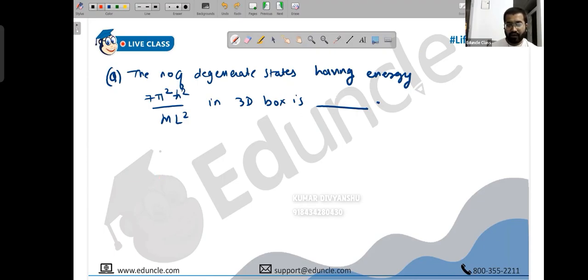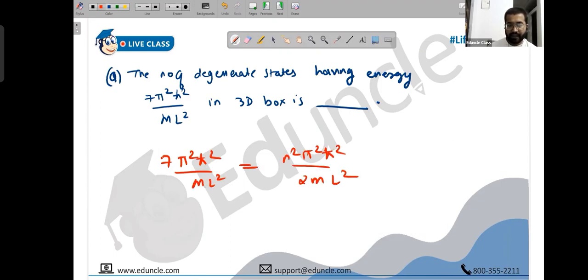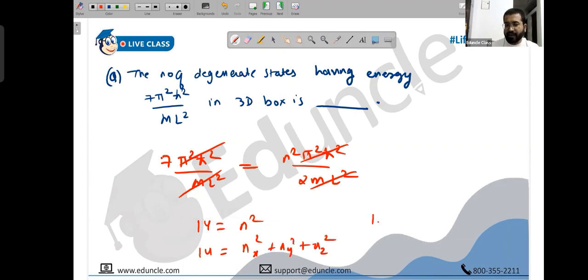Did people get this? So all you have to do is first equate this with the formula. 7 pi square h square upon ml square, equate with the formula what you have: n square pi square h square upon 2 ml square. Okay, so ml square gets cancelled. Pi square h square gets cancelled. 14 is n square. Now, which combination gives us n square? So we have an nx square, then we have an ny square, and then we have an nz square. So we have to think, 1, 2, 3 combination gives us 14. We just learned that anyway.